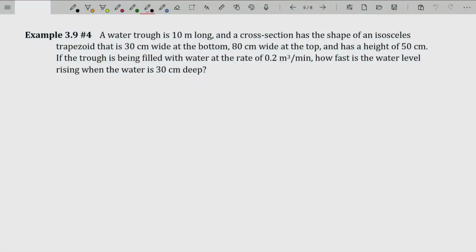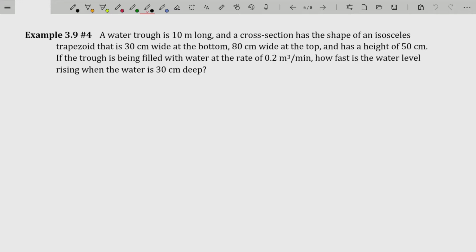This is one of my favorites. You have a water trough. It's 10 meters long, and a cross section has the shape of an isosceles trapezoid that is 30 centimeters wide at the bottom, 80 centimeters wide at the top, has a height of 50 centimeters.